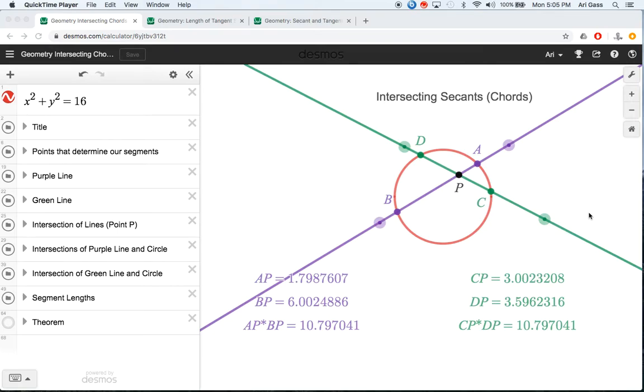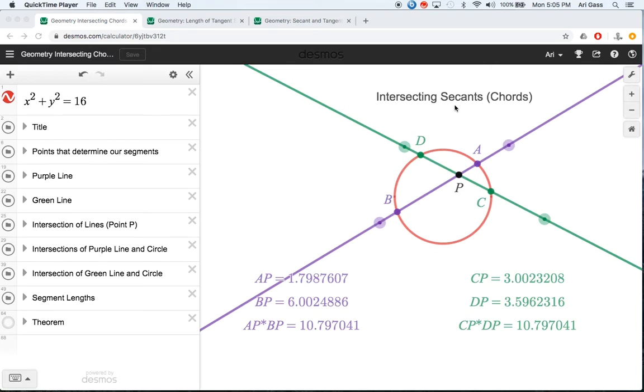Today what we're going to be exploring is three different scenarios in which two lines intersect each other and intersect a part of the circle. In the second part, we're going to prove the relationship in two of these cases, but not the third. So let's start by doing a little exploration of this situation.